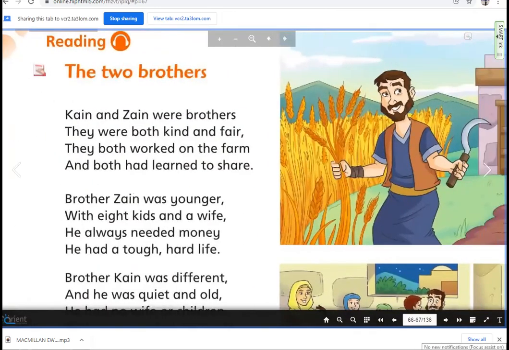Okay. Cain and Zain were brothers. They were both kind and fair. They both worked on the farm and both had learned to share.